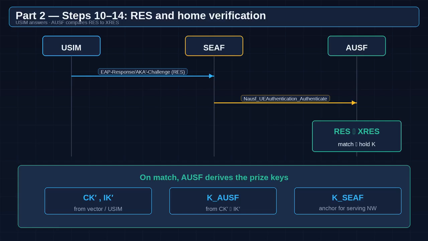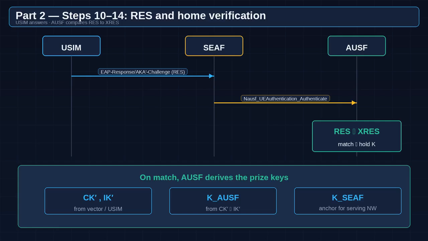Instead, steps 12 and onward, the SEAF transparently forwards the EAP response to the AUSF inside a NAUSF UE authentication authenticate request. Now the home network does the comparison that matters. The AUSF checks the received RES against the XRES it retained from the vector. Match means the USIM proved possession of the long-term key K. Mismatch means an imposter phone, a corrupted message, or a failed USIM.